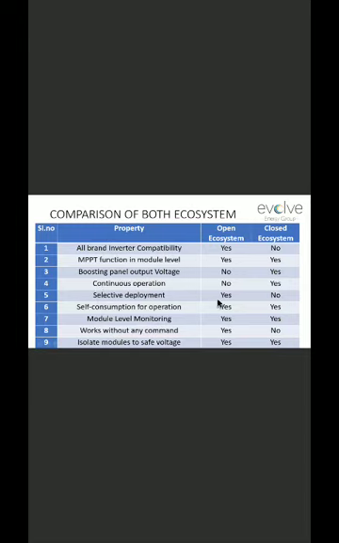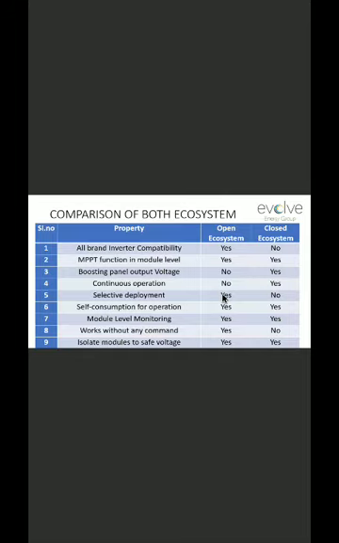Selective deployment. What is selective deployment? Can I install solar optimizers or DC optimizers only on the panels which have shadows? Yes, you can have the flexibility in that ecosystem. What is self-consumption? Because all these optimizers and the module level things are happening via the power electronics, the power electronics need a very small amount of power to operate itself, which will be consumed from the connection we have given from the panel.